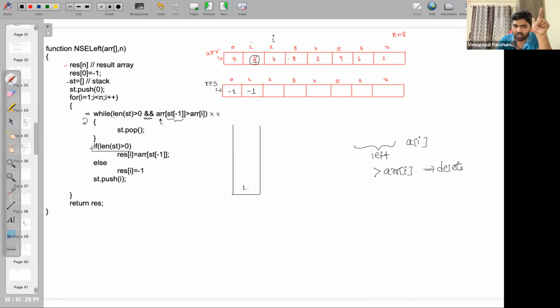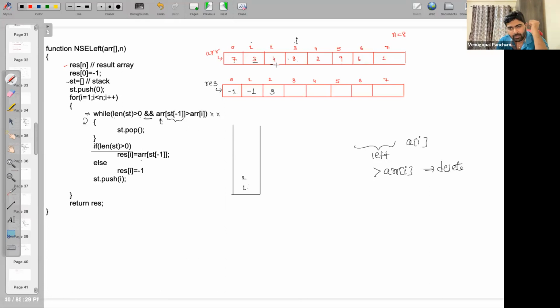Whenever the while loop fails, control comes here. Is the stack empty? The stack is not empty, so the output will be the element at that index, which means arr of st of -1, which is 3. So normally also 3 is supposed to come. Before incrementing i, you push the index to the stack. Let me push the index to the stack. Now I will be here. Again, same story: compare the topmost element. What I want, on the left side of 8, among all smaller elements, is the first one.